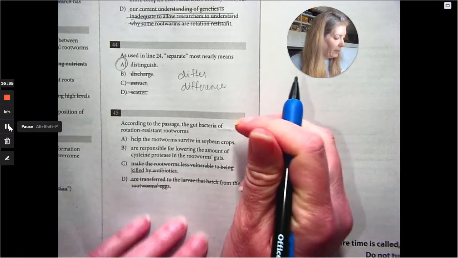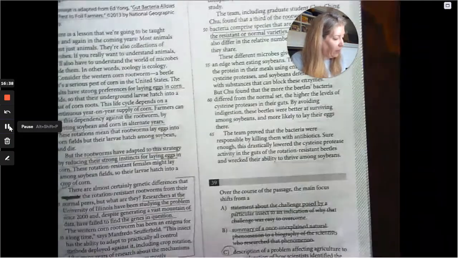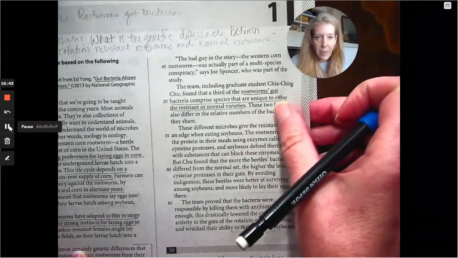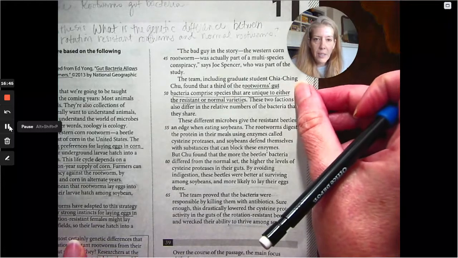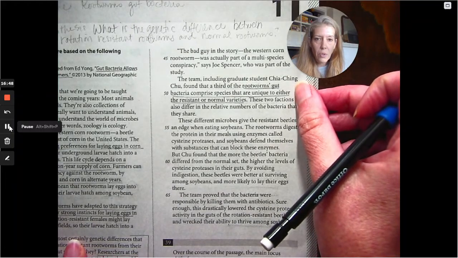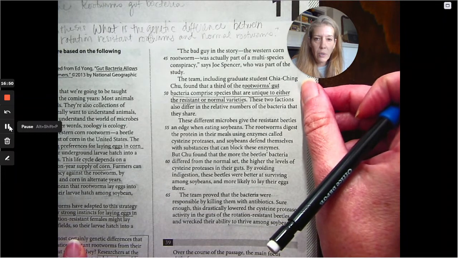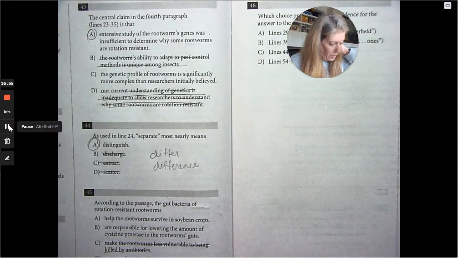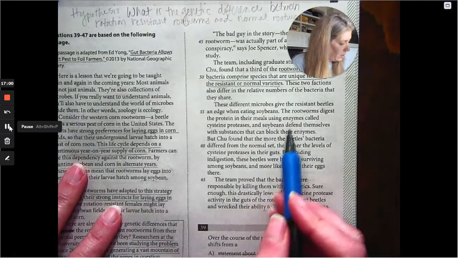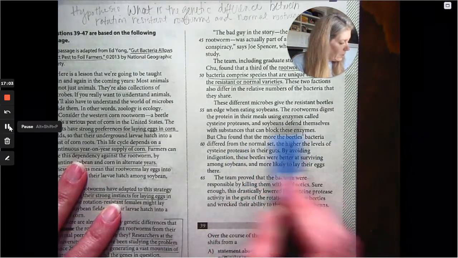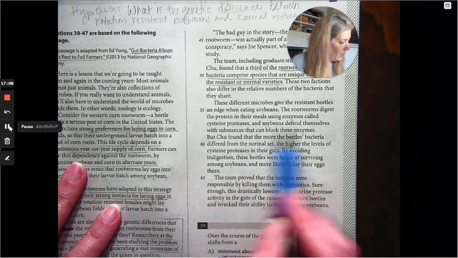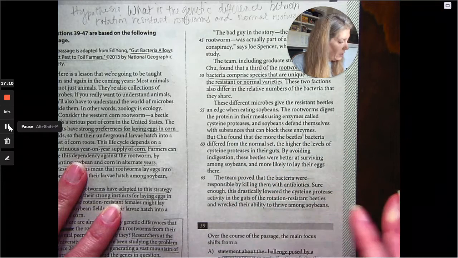The gut bacteria, the rotation-resistant rootworms. I think I remember it. Gut bacteria. I thought I underlined it. Maybe that's why I remember it. Gut bacteria comprise specifics that are unique to either the resistant or normal. These two functions also differ in the relative numbers of the bacteria that they share. The rootworms survive, are responsible for lowering the amount of cysteine. I'm just looking, where's that cysteine protease? The rootworms digest the protein in their meals using enzymes, and soybeans defend themselves with substances.